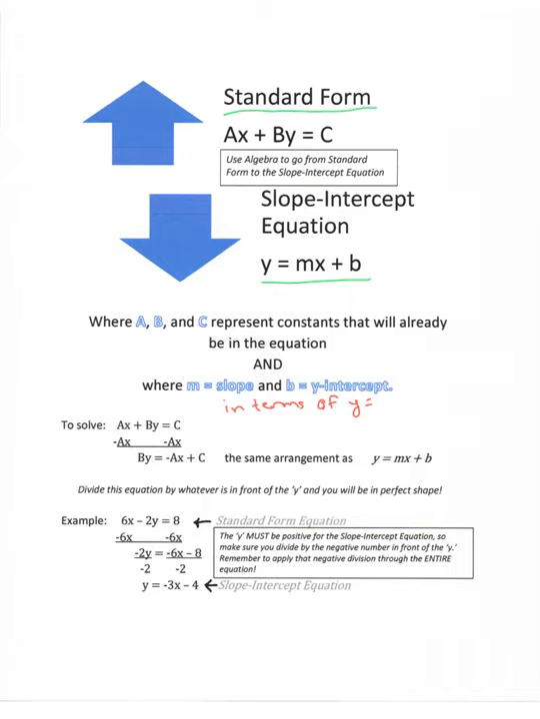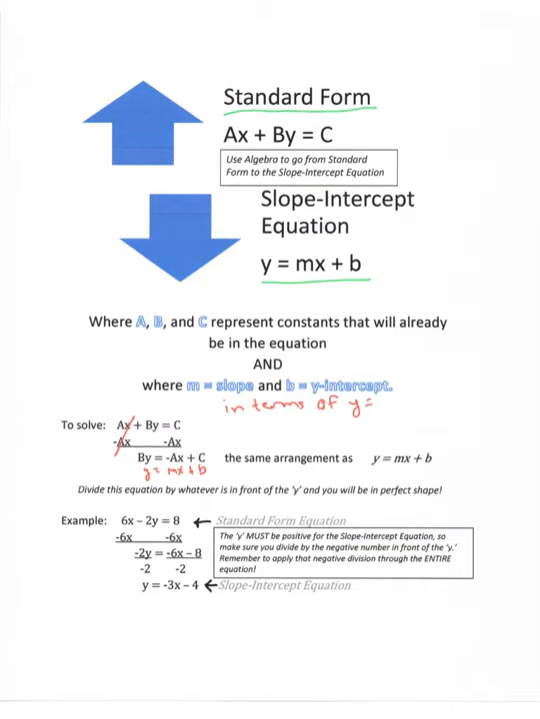You add the opposite. In this case it's a positive ax plus by, so we're going to subtract ax. When we do that, that cancels out and you have by equals negative ax plus c. Okay, now we've got it in the same arrangement. You've got y equals mx plus b, but we don't have a single y. We have a by. So now you're going to divide by whatever's in front of the y.